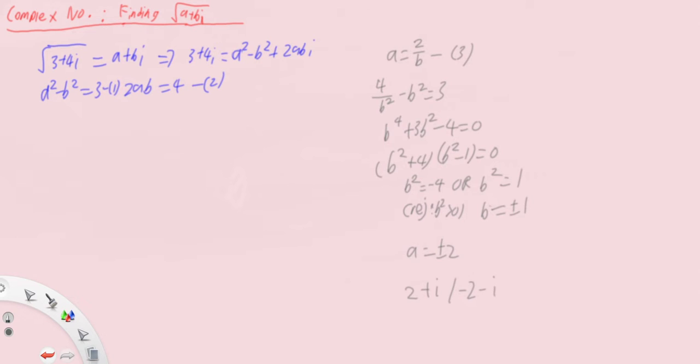Now you notice that the complex number solutions actually differ by a negative sign. We know that minus 2 plus i equals minus of 2 minus i. Similarly, minus bracket minus 2 minus i gives us 2 plus i.